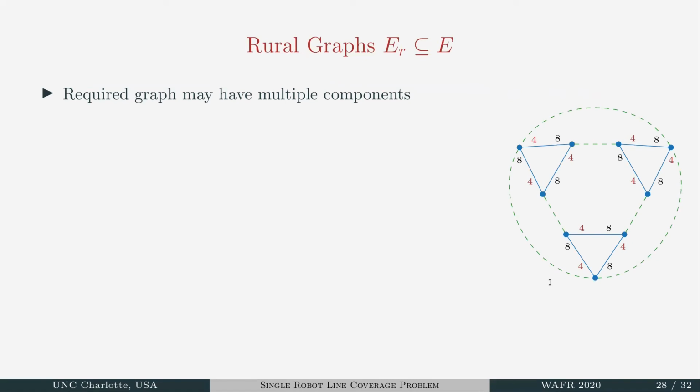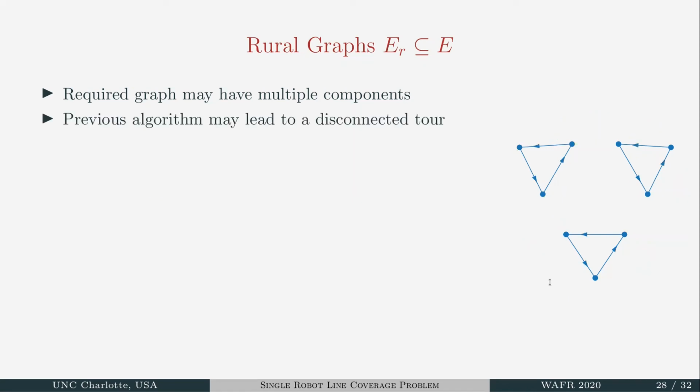Now we look at the case where required graph may have multiple connected components. For example, in the graph on the right, we have the required edges shown in blue, and the graph induced by these required edges have three connected components. The previous algorithm in such cases may lead to a disconnected tool.